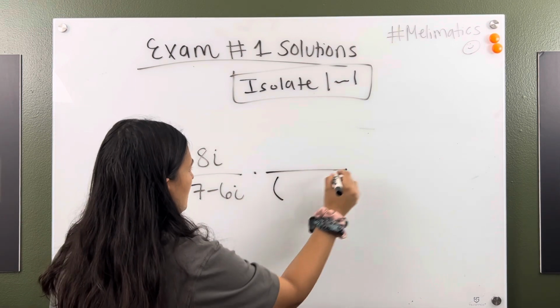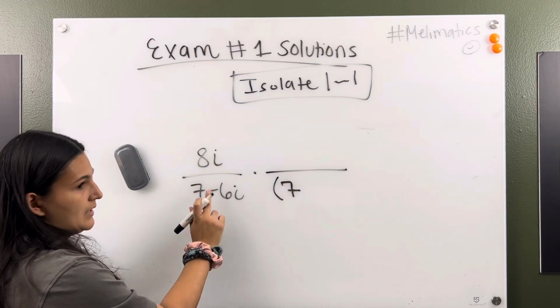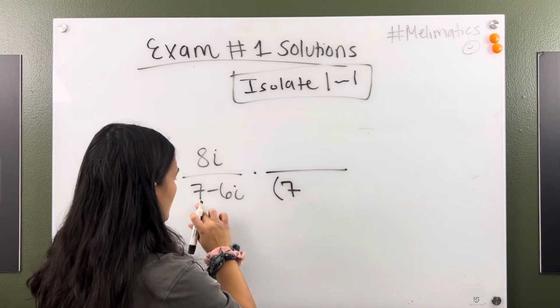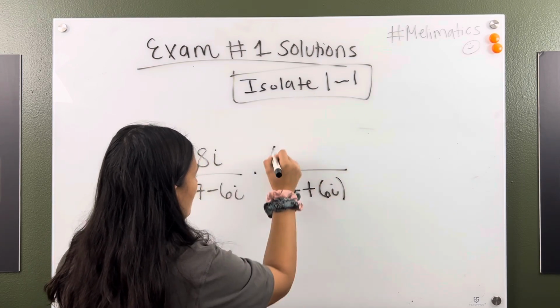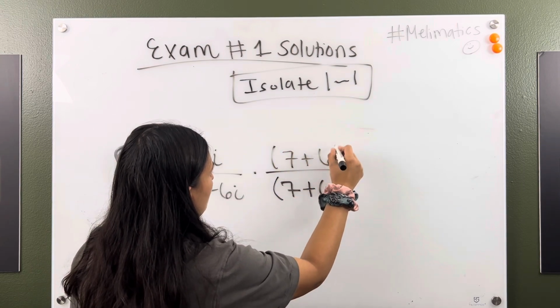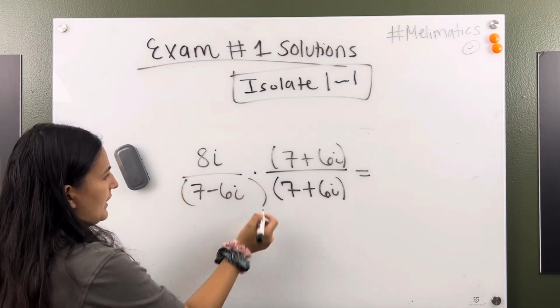We multiply by the conjugate. Remember, the conjugate is the same as the denominator, but just opposite sign in the middle. So the conjugate of this denominator would be 7 plus 6i. But of course, whatever you do to the bottom, you do to the top. And now multiply it out. Okay, so on the bottom we have FOIL.